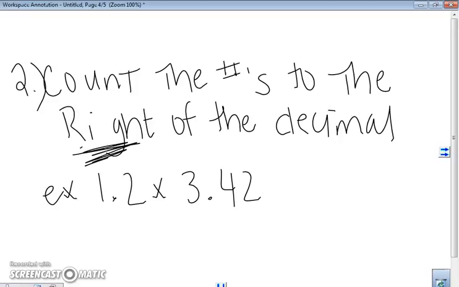Okay, so once we've multiplied the numbers, now we need to determine where my decimal point is actually going to go in the answer. So here's how I'm going to determine that. Step number 2 tells me I'm going to count the numbers that are to the right of the decimal. I only want to look at the numbers that are to the right of the decimal point.